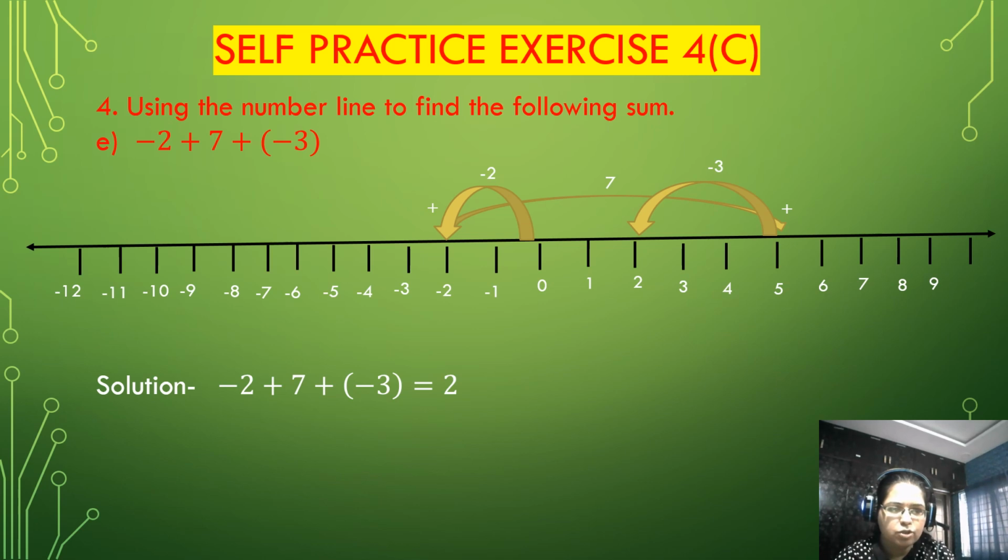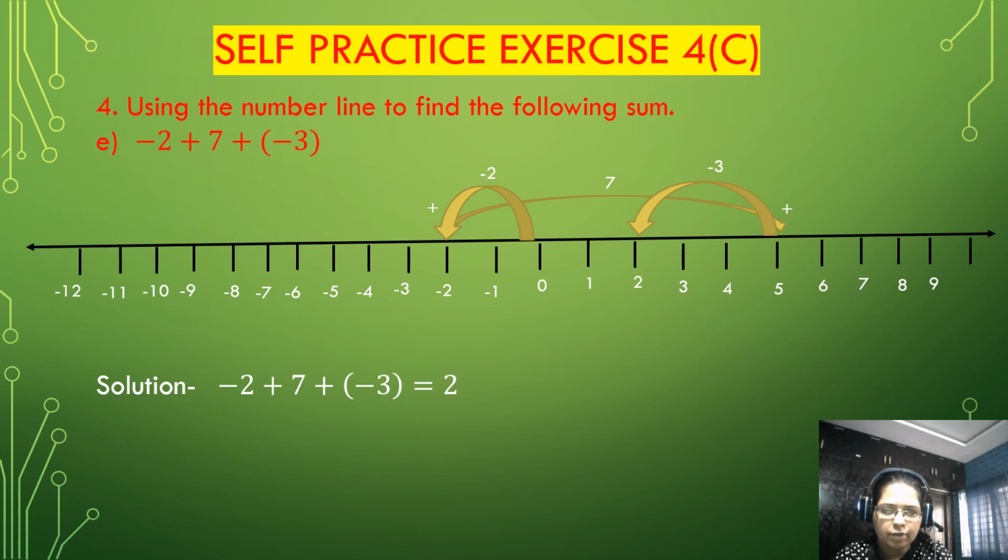7 is a positive integer, so starting from -2 the number goes to the right-hand side with 7 places. -2 to -1, 1 place, -1 to 0, 2 places, 0 to 1, 3 places, 1 to 2, 4 places, 2 to 3, 5 places, 3 to 4, 6 places, and 4 to 5, 7 places. The number is now at 5. -2 plus 7 is 5.